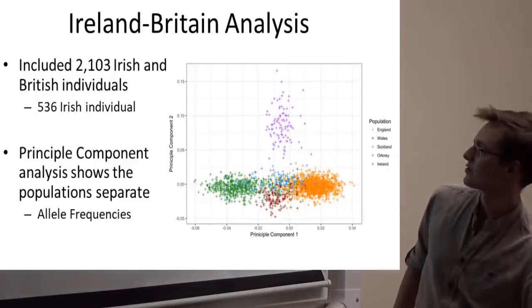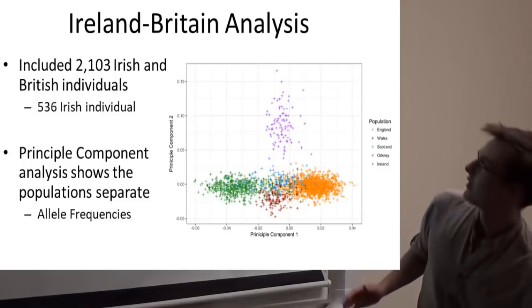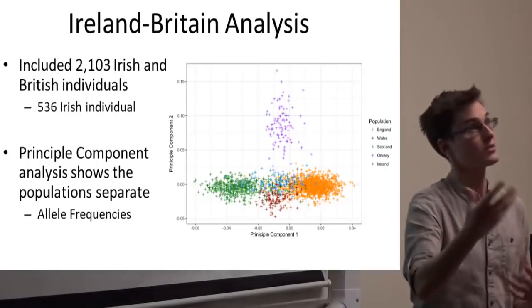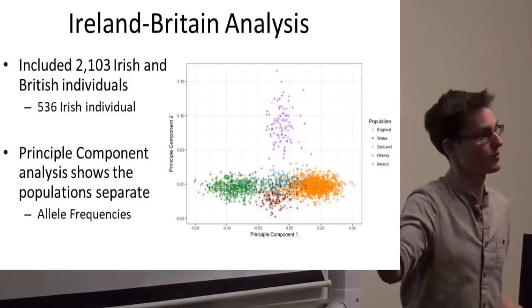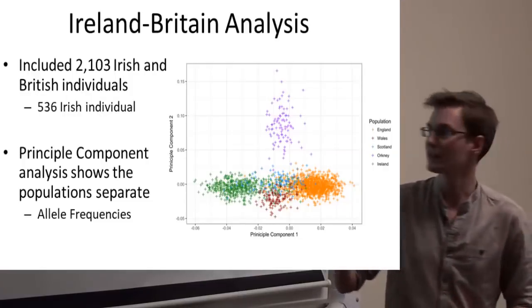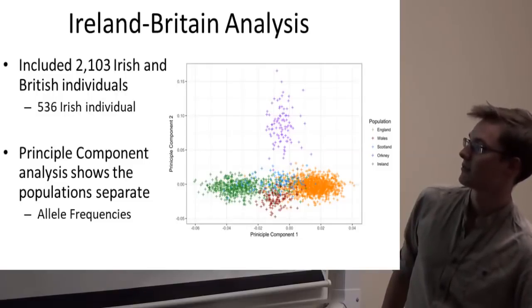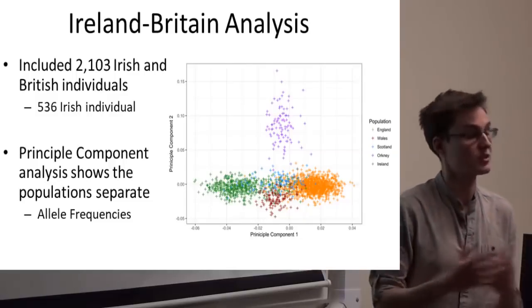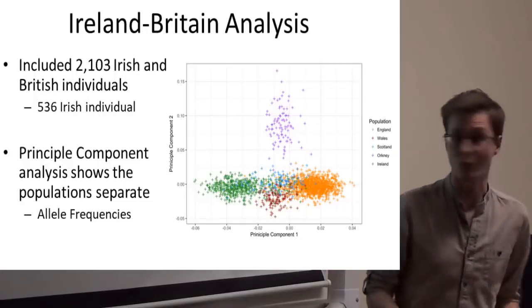We've got England in orange here, Wales in red, Scotland in blue, Ireland in green, obviously, and Orkney in purple. Orkney is a set of islands up in the north of Scotland, and they're quite isolated. That's the reason they fall away from everyone else so distinctly in this analysis. So for Ireland, we recapitulated what we already knew. Ireland's quite close to Britain, although despite that, it's distinct, and its closest relatives are the other Celtic populations, Scotland and Wales.